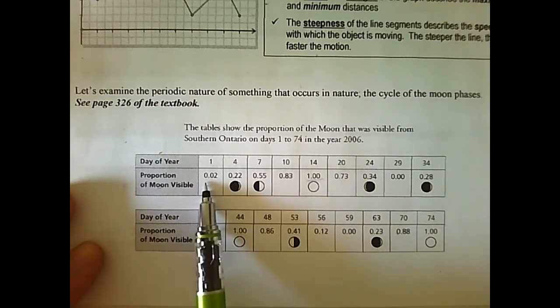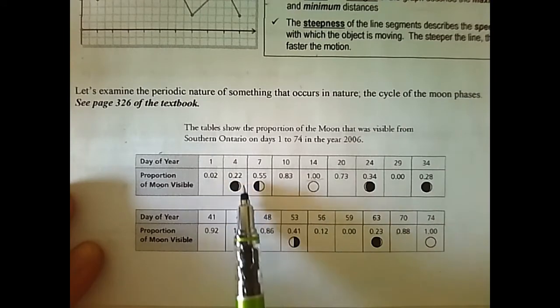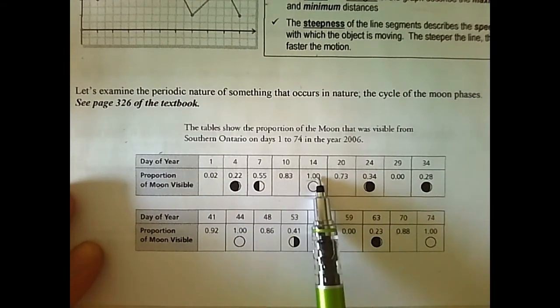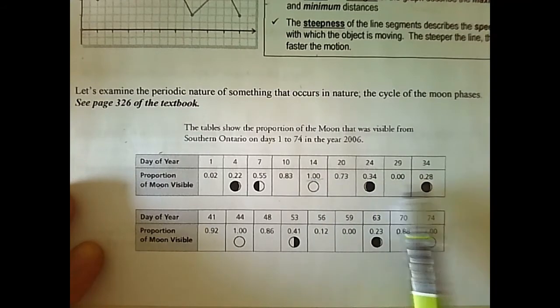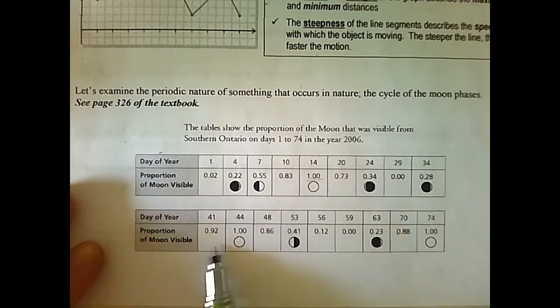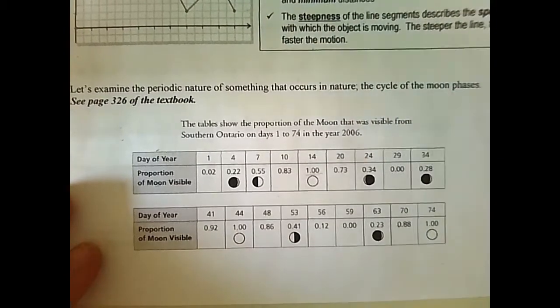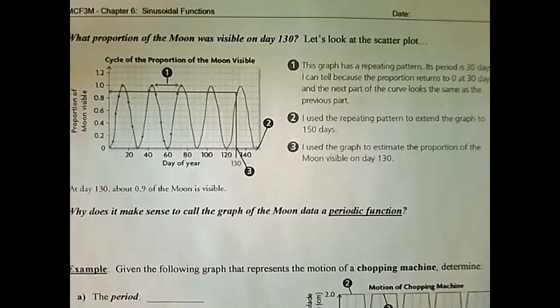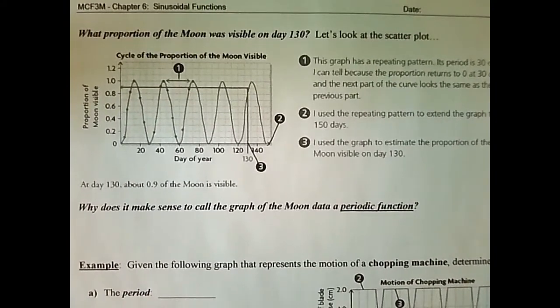So here we can see very little, we see a little bit more, we see about half, and as the days carry on, we can see more of the moon till we get to here, then we see less, and you can see the cycle repeating again and again. Now, if we wanted to make a graph of this as well, it would look like this, which is also in your textbook.